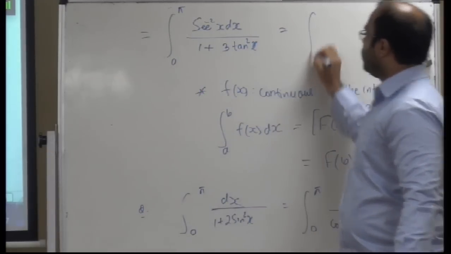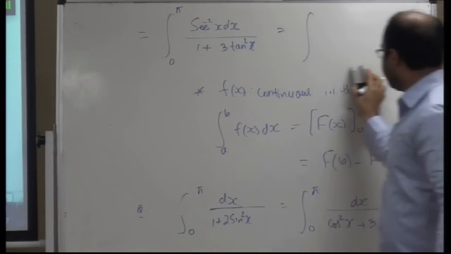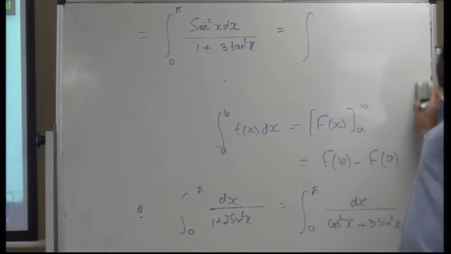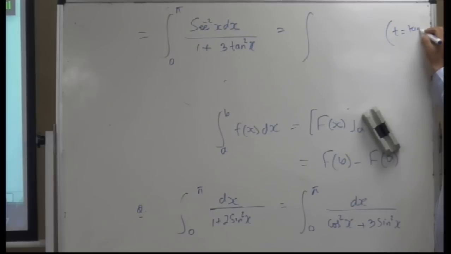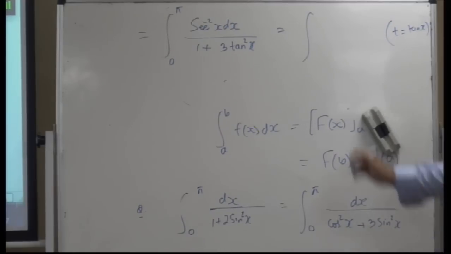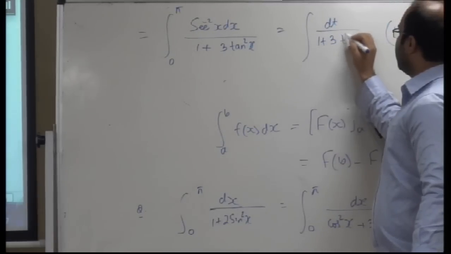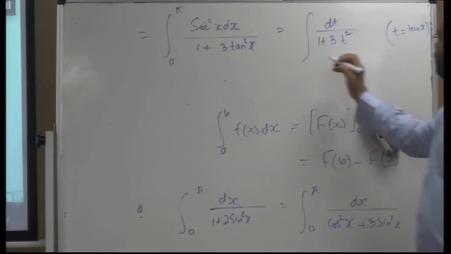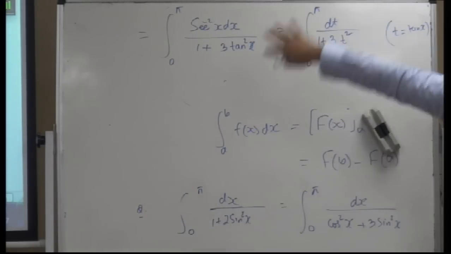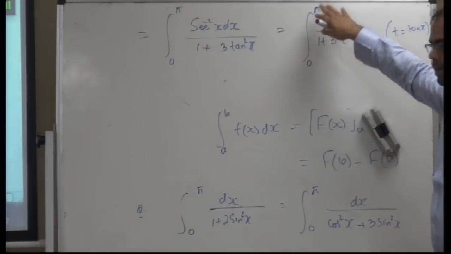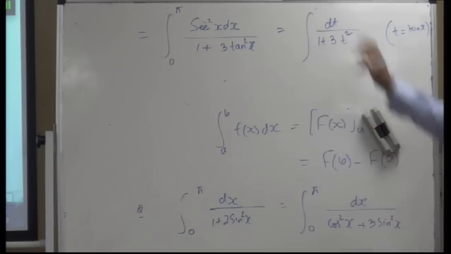Next, you know that if we take tan x as t, then its derivative is sec square x, so that would be dt. So 1 plus 3 t square, and the limit is 0 to pi. Later on we will back substitute t as tan x, so we are not changing the limit. This whole thing we'll discuss later on. Right now we are not putting the limit as well.